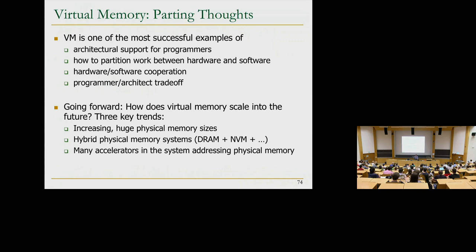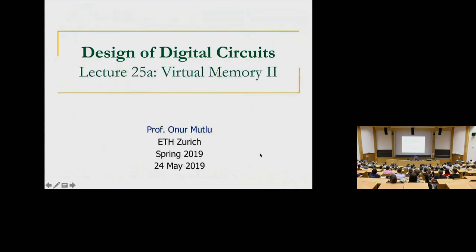And there are many accelerators in the system that are addressing physical memory. It's not just the CPU. We were very CPU-centric. What happens if the GPU is also accessing physical memory? What happens if your AI accelerator is also accessing physical memory? Your video accelerator, your speech recognition accelerator, your in-memory processing engine, they all need to have some interface to access it. And if you want to scale virtual memory to that level, to those sizes as well as to different accelerators, then you really need to think out of the box. That's why people are having problems with virtual memory today.